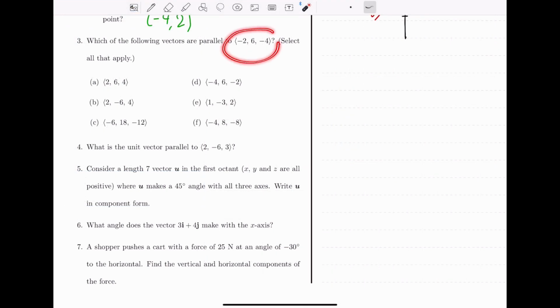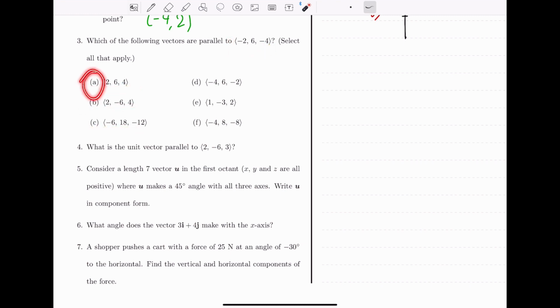Here we're given a vector, negative 2, 6, negative 4, and we want to know which of the following vectors will be parallel to the one that we're given. How do we find out whether or not two vectors are parallel? Well, they're parallel as long as one is a scalar multiple of the other. So when we're trying to check these different vectors, we want to see if we can multiply the original vector by some number to obtain the different options.